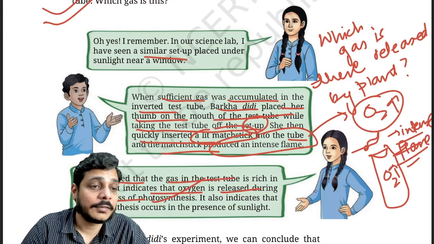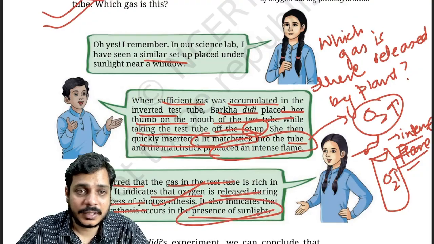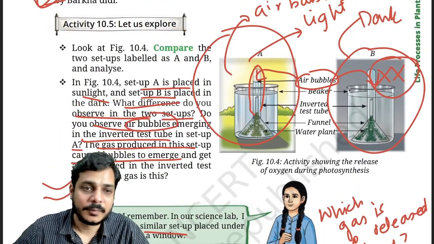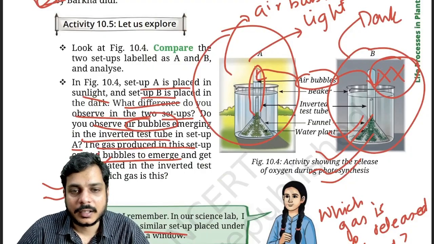It also indicates that photosynthesis occurs in the presence of sunlight. Why is the presence of sunlight required? Because in the second part we see that there is no light, there is darkness, and therefore no such air bubble is being released.